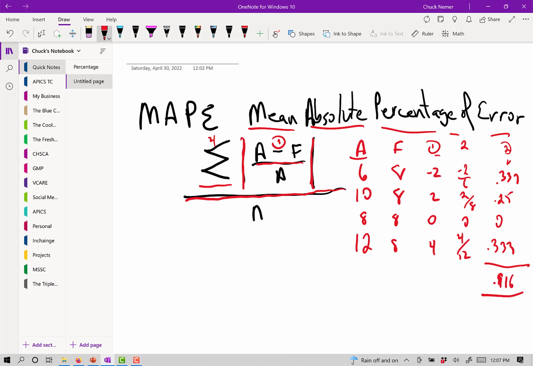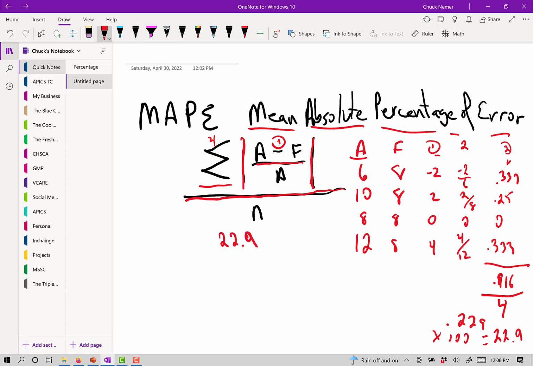And then we divide that 0.916 by the number of data points. We get 0.229. Now we have to turn that into a percentage, so we multiply by 100, and we get a variation of 22.9%. So the mean absolute percentage of error period by period is 22.9%.